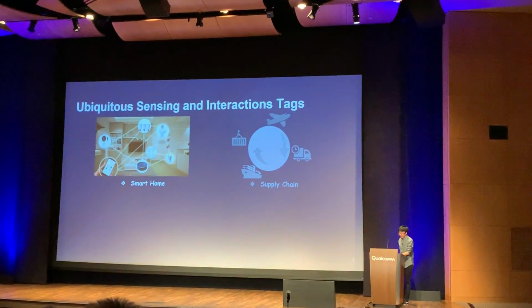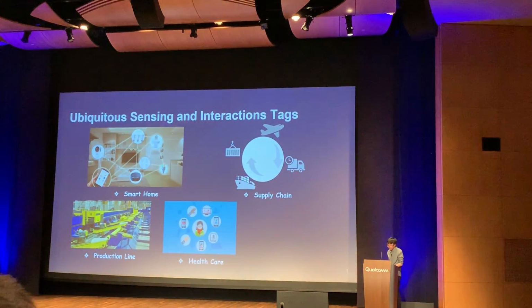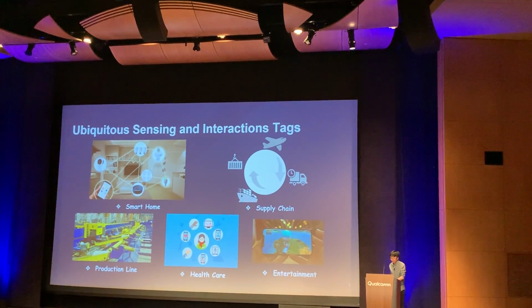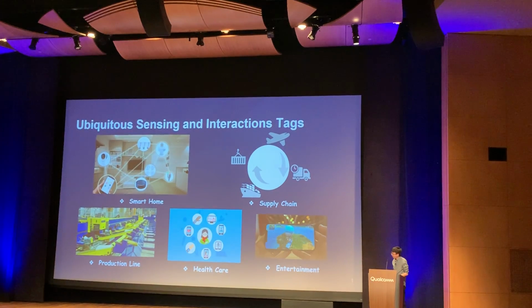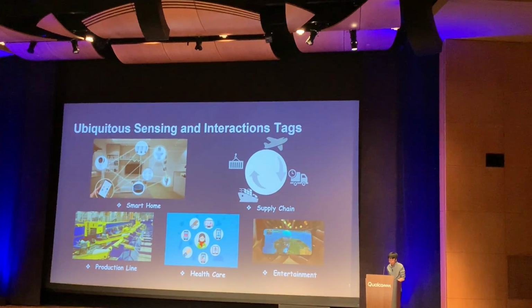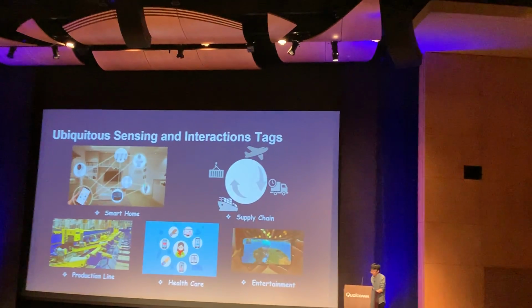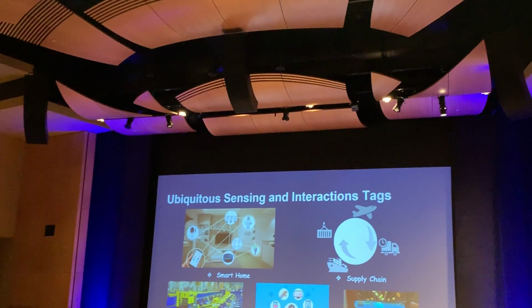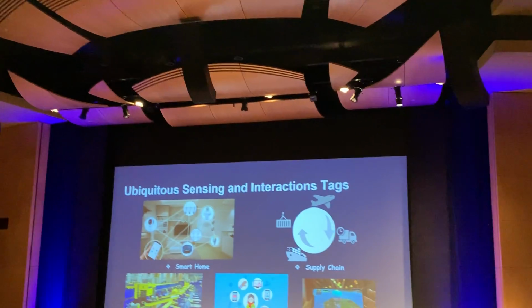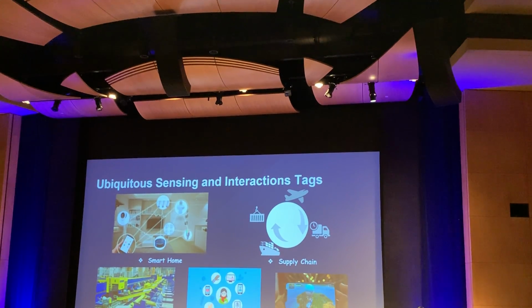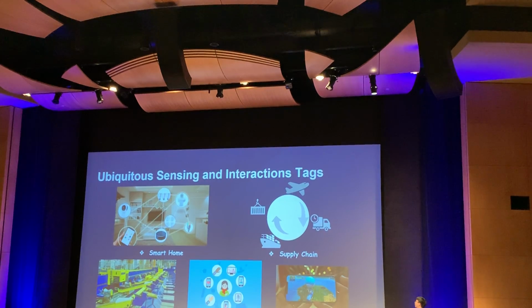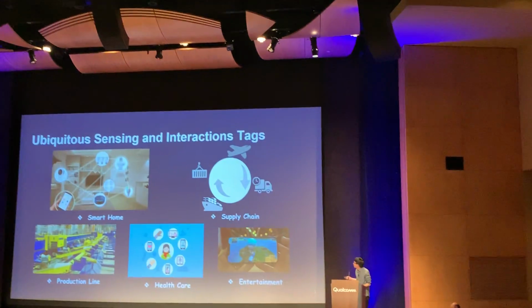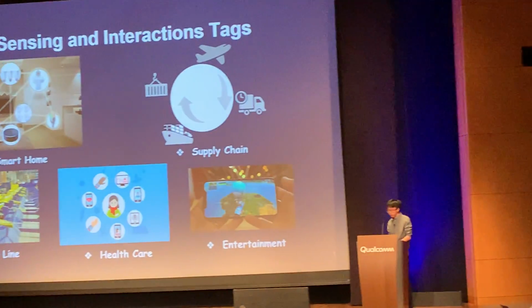Let me start by stating that the vision of ubiquitous sensing and interactions in smart environments has been sought after for a long time. Smart tags and passive sensors are becoming a very critical solution for many researchers and engineers to address this vision. In today's IoT, we can see such smart responsive tags blooming in a wide variety of applications, such as smart homes, supply chain, production line, healthcare, and personal entertainment.